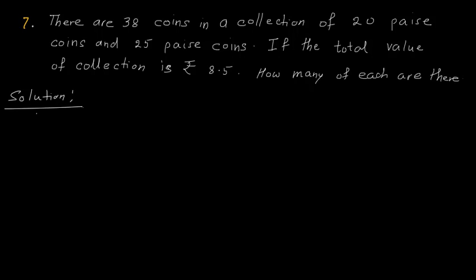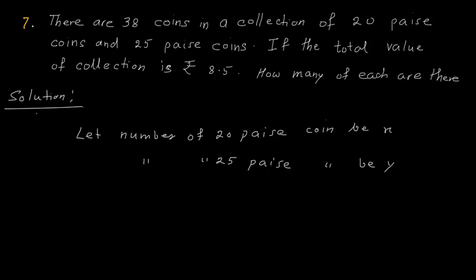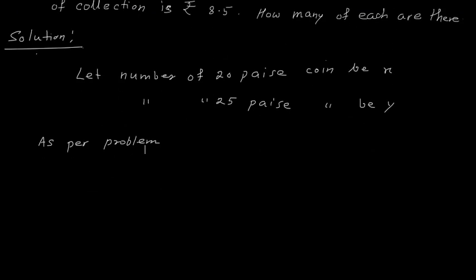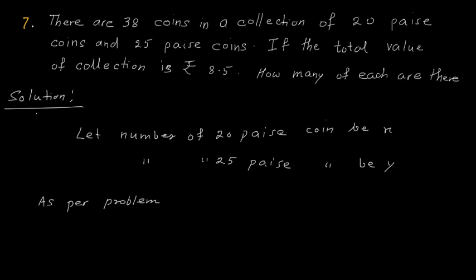we say that let the number of 20 paise coins be x and the number of 25 paise coins be y. So as per the problem we have x plus y, which means the total number of 20 paise coins and 25 paise coins is 38.